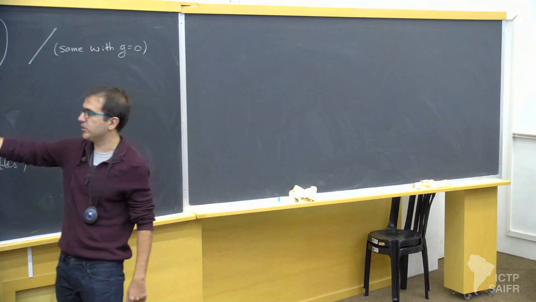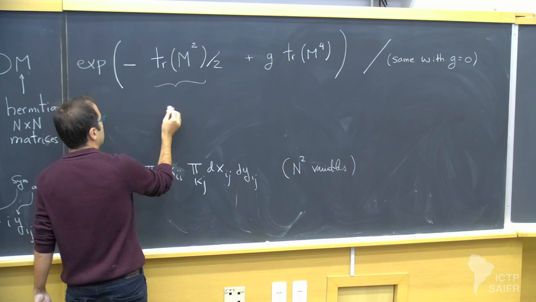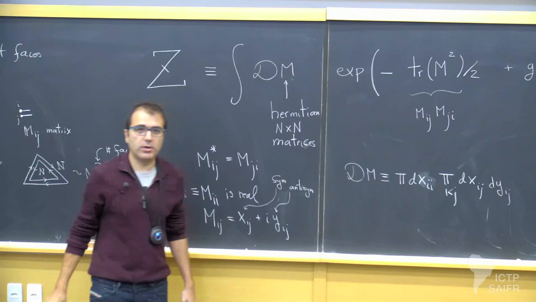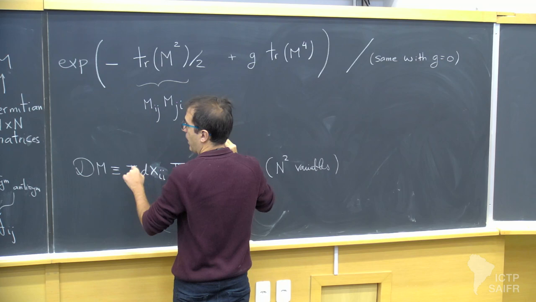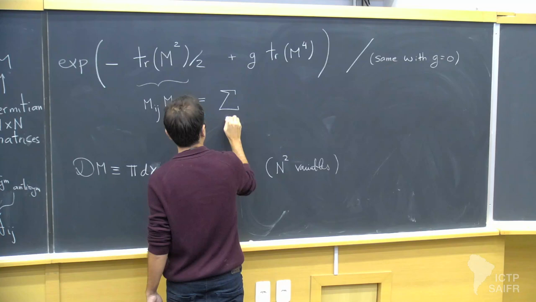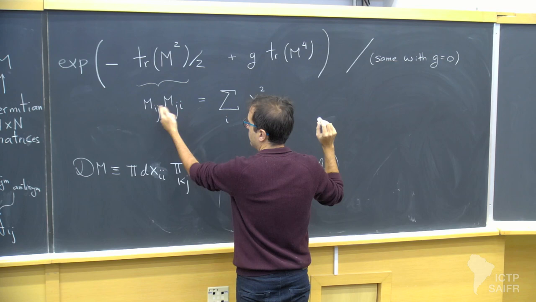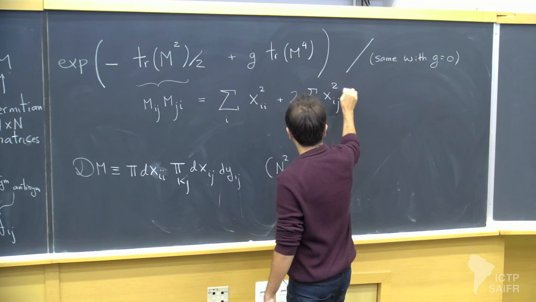OK, so let's try to see a little bit what this is. So first of all, this part here, I hope you agree, this is just m_ij, m_ji, right? It's just product of the matrices and trace, right? So this is just this. Which is equal to, if j is equal to i I get x_ii, so this is equal to the sum over i of x_ii squared. And when j is not equal to i I get plus, it can be smaller or bigger, and it will give the same thing by factor of 2. So there will be a 2 sum over i smaller than j of x_ij squared plus y_ij squared.